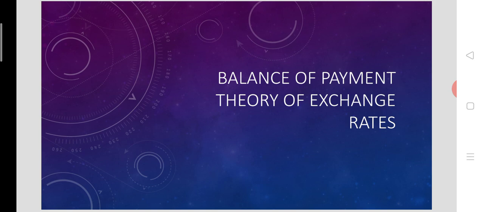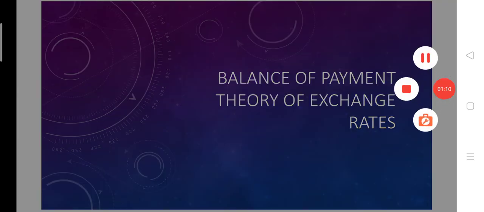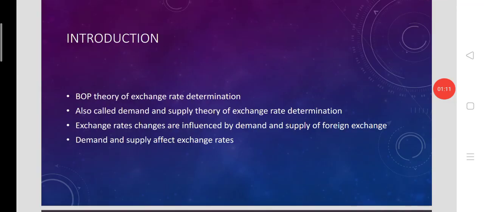Now here we have the balance of payment theory of exchange rate determination. It is also called the demand and supply theory of exchange rate determination. That means exchange rates are influenced by the demand for and supply of foreign exchange in the foreign exchange market. That means demand and supply affect the exchange rates in the flexible exchange rate system.